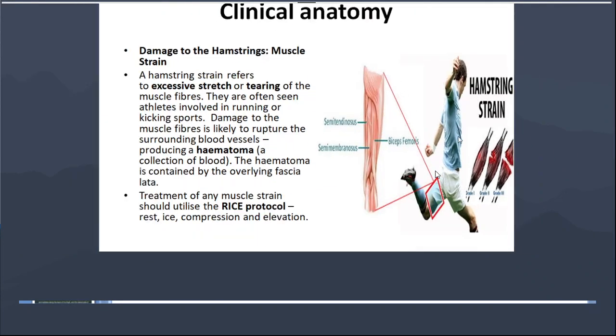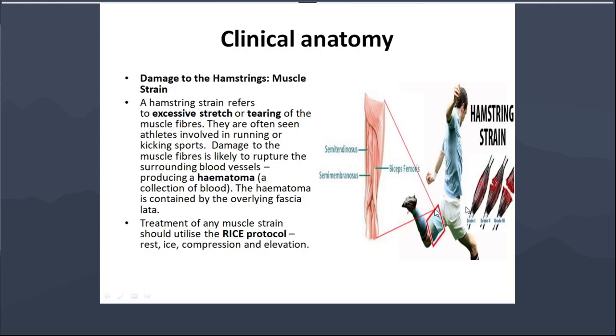And then you can see treatment of any muscle strain means rest. You must keep rest, then ice, then compression, then elevation. So these four techniques are called the RICE protocol. So this is the first clinical anatomy for the hamstring muscles, that is the damage to the hamstring muscles that influences the muscle strain.